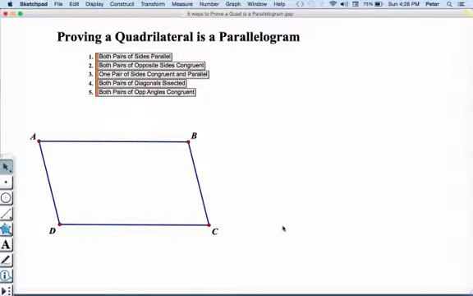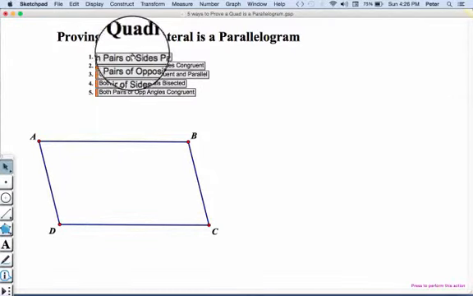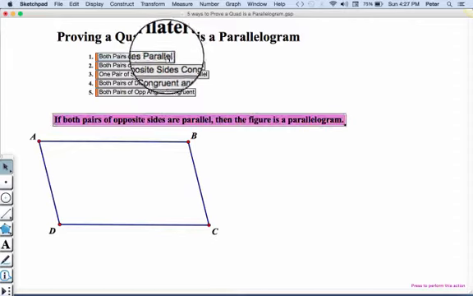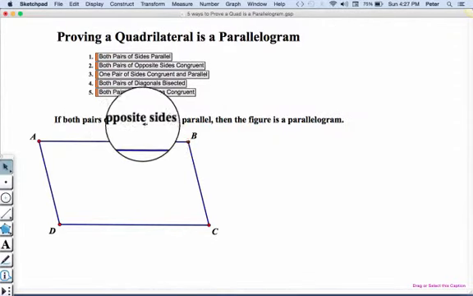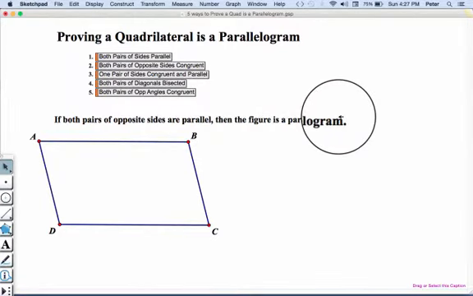There are 5 ways of proving that a quadrilateral is a parallelogram. The first 3 deal with sides. So if we know that both pairs of sides are parallel, then we know the figure's a parallelogram. Well, that's just our definition, so we know that this must be true, and we're not going to bother to prove this. So let's take a look at the second one.